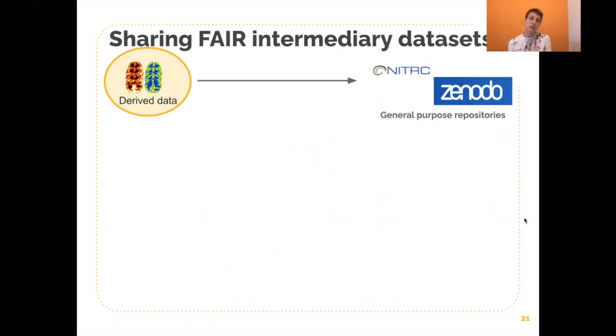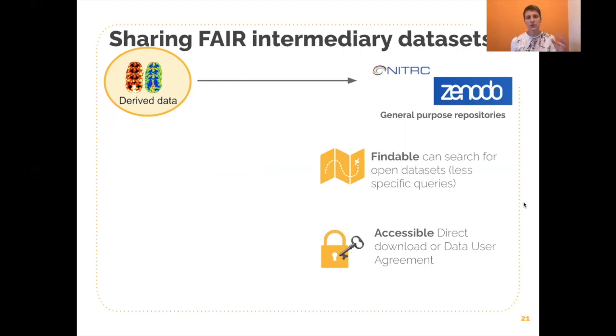Of course, you're going to have less information about these data sets than in a dedicated repository, but at least if you have a derived data set that you think is important to share with the community, that's one way of doing so. So here again, data sets can be searched and accessed through these two repositories, although, as I said, the search will be less specialized than if you had a dedicated repository.